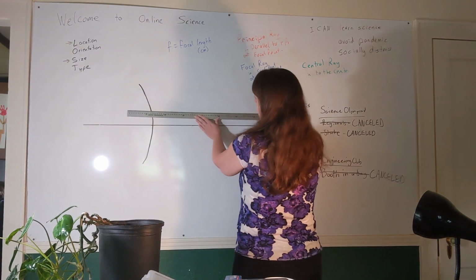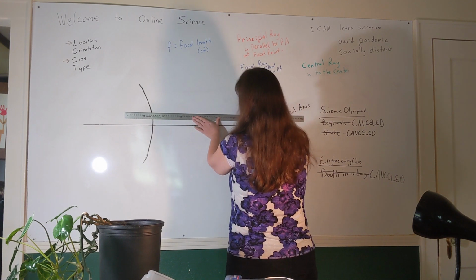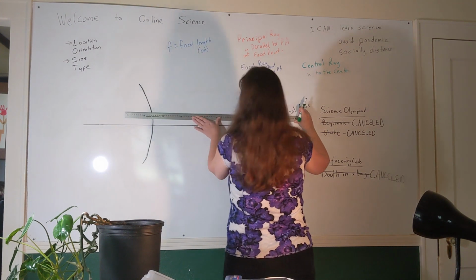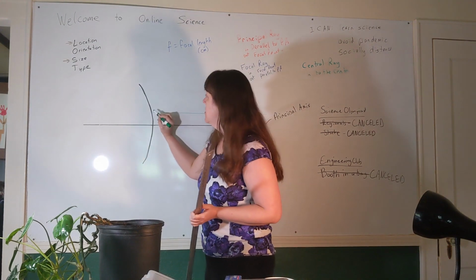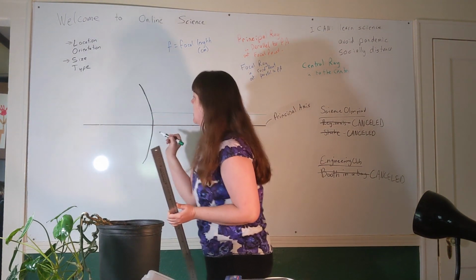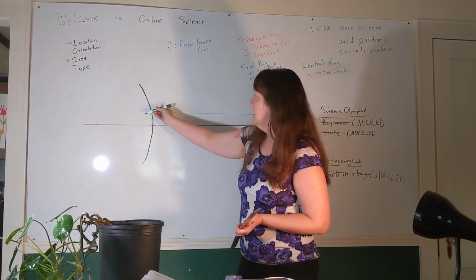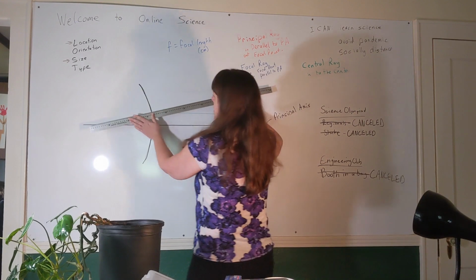So let's start with a light ray above the principal axis. Here comes our light ray. When it hits the mirror, it's going to reflect. When a light ray hits a mirror, it always bounces. And when it bounces, it's going to have a reflected angle equal to its incident angle, but that's going to end up bouncing it away from the principal axis.